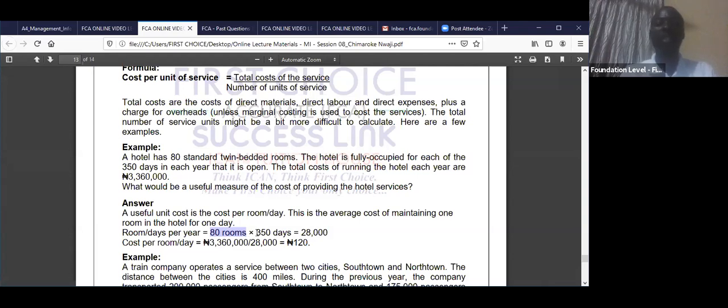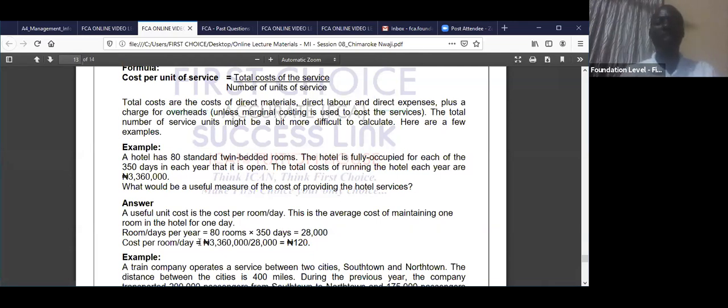Now, there are 350 days. That means we will have 28,000 bookings. That is what it means now. It's not that there are 28,000 rooms. These 80 rooms have become 28,000 rooms in the whole 350 days. So you book one room a day, one room a day. It means that you are booking 28,000 rooms in the 350 days that the hotel is running.